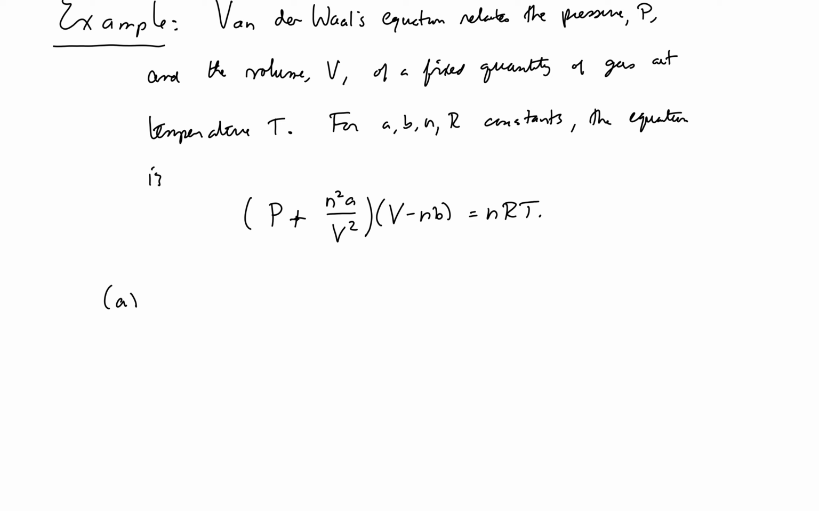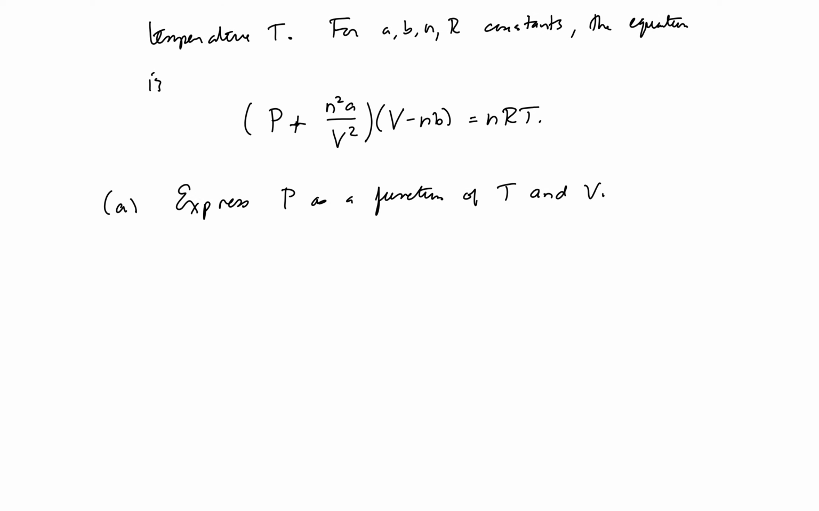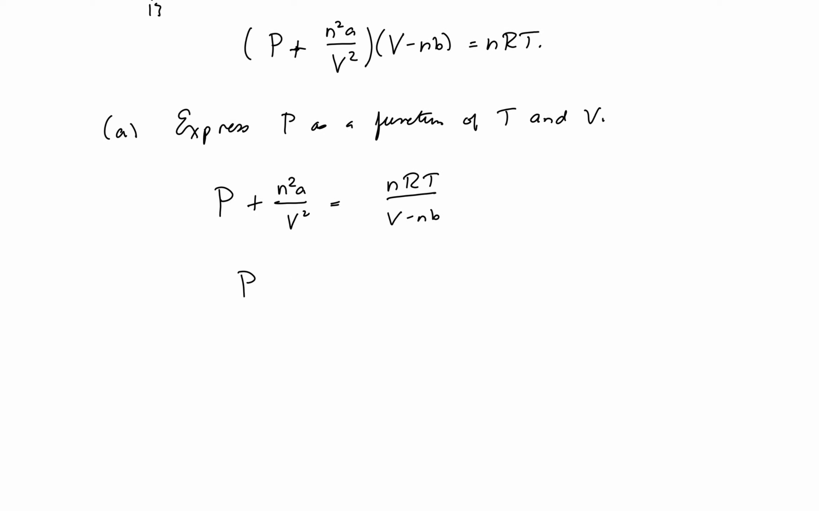So the first one is let's express P as a function of T and V. So that's our first step. So we want to isolate P in this equation, so let's start by dividing both sides by V minus nb. And then we can subtract the remaining term to get this.